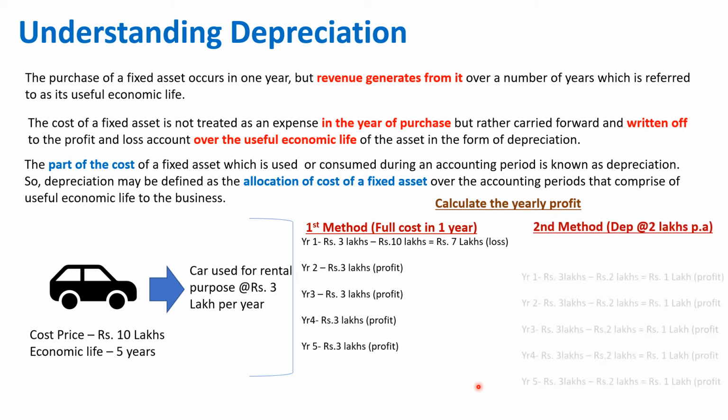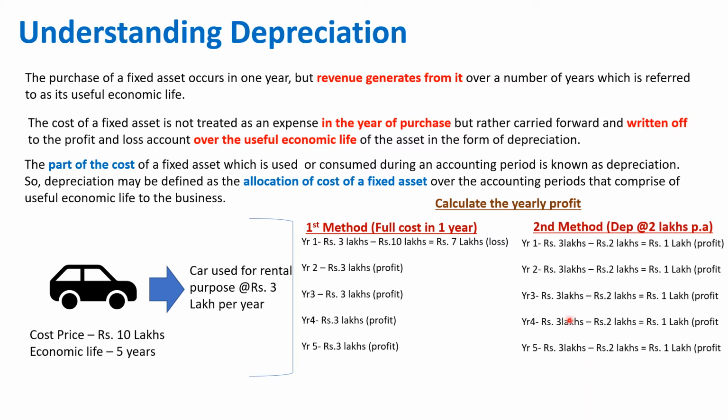Now coming to the second method, the economic life is 5 years and the cost of the car is 10 lakhs. So we divided 10 lakhs by 5 years and calculated the proportion of the cost to be absorbed every year, and that comes to 2 lakh. So here, there is a uniform way of calculating the profit and loss. The revenue is 3 lakh, 2 lakh is the cost, and 1 lakh is the profit. So we have uniform profit in the second method.